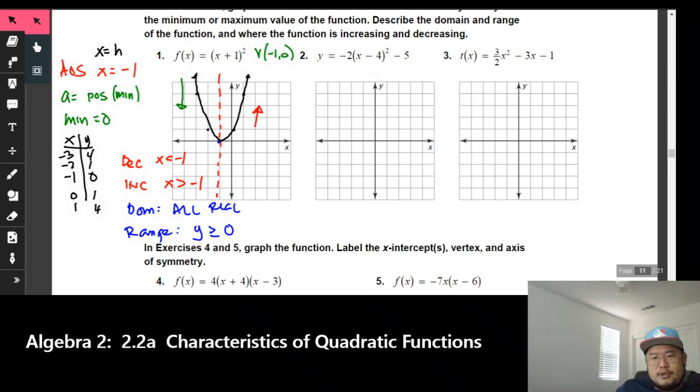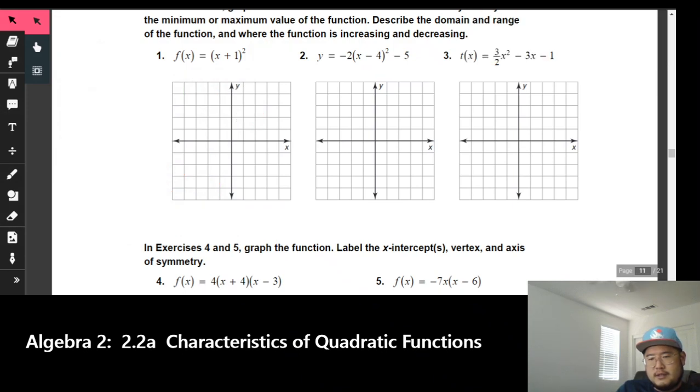Let's take a look at number 2. All right, on this equation, it's once again in vertex form. So what we could say first off is the vertex happens to be using these numbers right here, and my vertex is going to be at 4, -5. There's h, there's k.